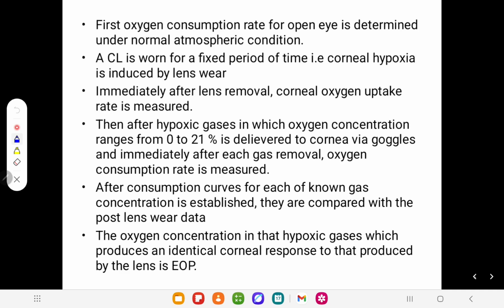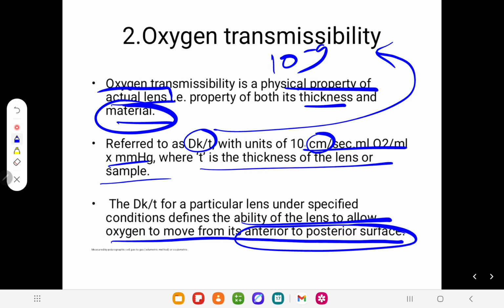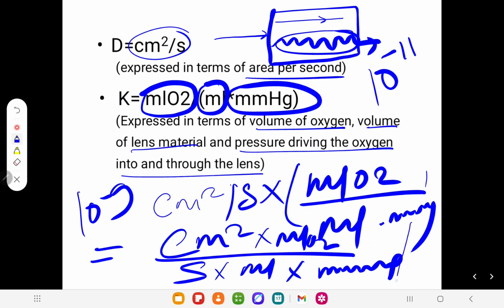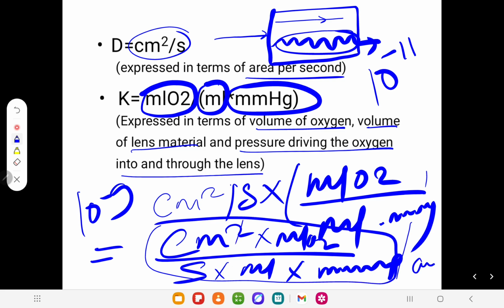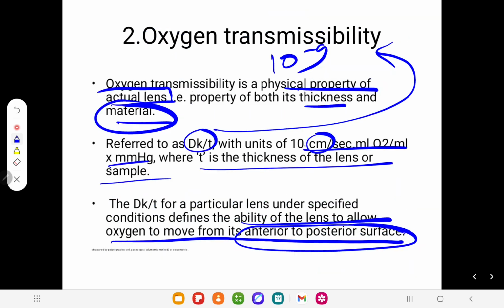So let's move further. What is the difference between oxygen permeability and oxygen transmissibility? Oxygen permeability is 10 to the power minus 11, and the Fatt unit and barrer unit are also this. In the case of Dk by t, whenever you divide this particular unit by centimeter, then you get this. That's what is happening here. Centimeters per second, ml O2, ml material, mm Hg. Just remember: 10 to the power minus 9 means oxygen transmissibility, 10 to the power minus 11 means oxygen permeability.